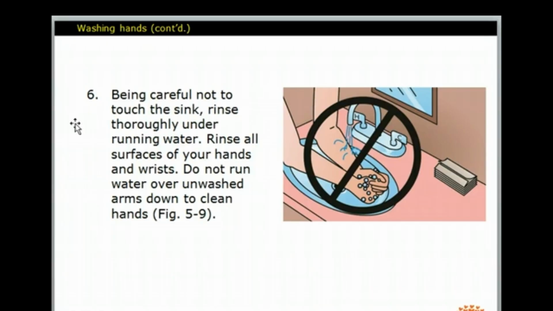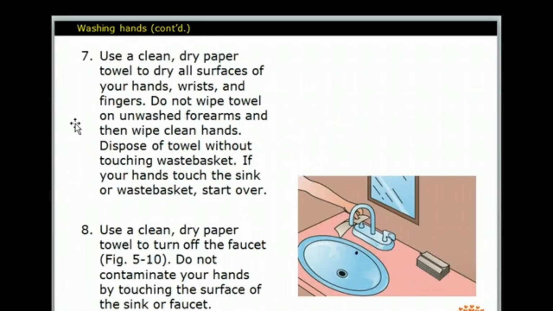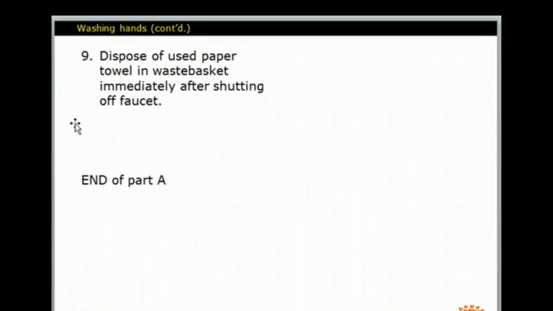It's interesting now when you watch a television show or something, you see surgeons, and you'll be more conscious of how you're watching them, washing all the way up to their elbows and such. Dry with a paper towel. We often turn off the faucet with the paper towel since we turned it on with a dirty hand, and dispose of the towel as appropriate. So this ends, and again, you can read those bit by bit, step by step in your chapter.